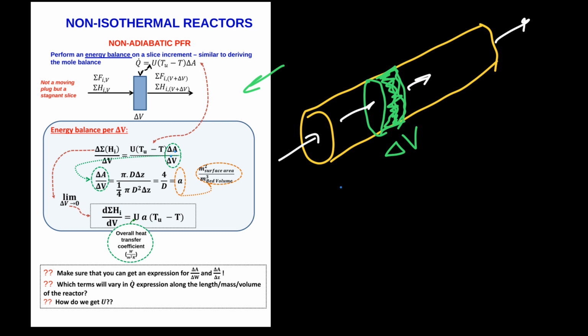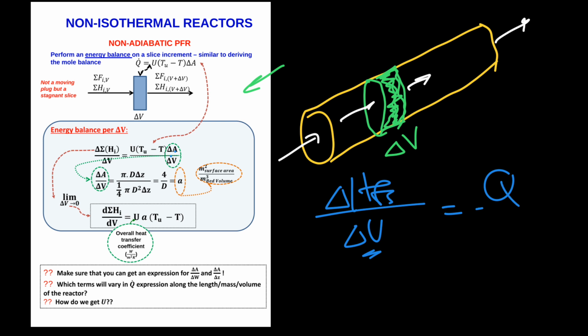So now, of course, I not only have the change in enthalpy over that small volume that I'm going to take the limit of as it goes to 0, I also have heat transfer that can occur in that small volume. And that heat transfer is equal to the overall heat transfer coefficient, the driving force for heat transfer, which is the difference between my utility temperature and the temperature of my fluid in that small slice, as well as the small incremental area for heat transfer that I have available.